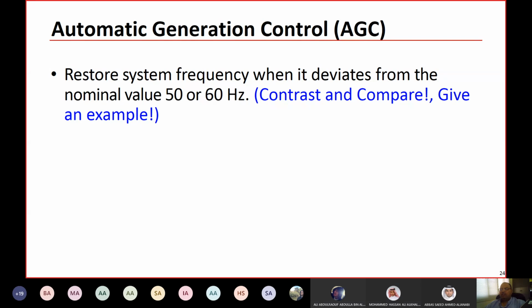Okay. So the objective of the automatic generation control is to restore the frequency to 60 hertz. Let me ask you before going forward, what is the minimum allowable frequency? Any guess?